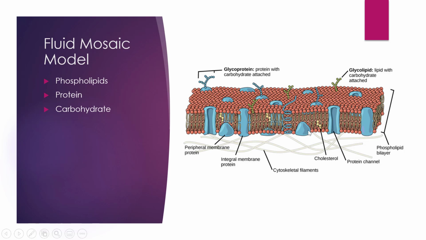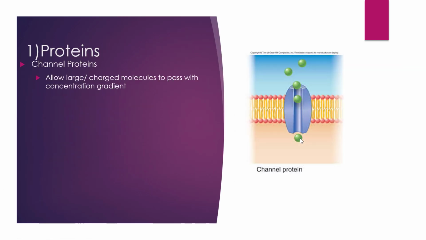So the first protein that we're going to see here is called a channel protein. And as you can see from the picture, it allows substances to travel through that weren't going to be able to get through on their own because either they're too big or they're charged. So they're still going to be going with their own concentration gradient, or from high concentration to low, but they just need these proteins in order to pass through. So these are called channel proteins.